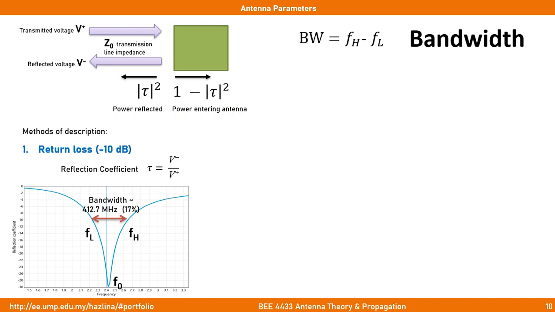The reflection coefficient graph of a dipole antenna simulated earlier. The bandwidth is calculated by subtracting the lower frequency bound at the 10 decibel cutoff from the upper frequency bound. In this case, the bandwidth is 412 MHz, which is approximately 17%. F0 here is known as the center frequency.